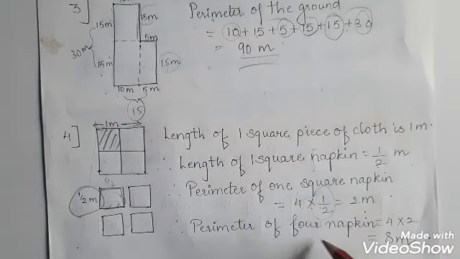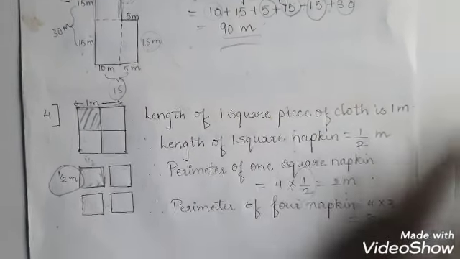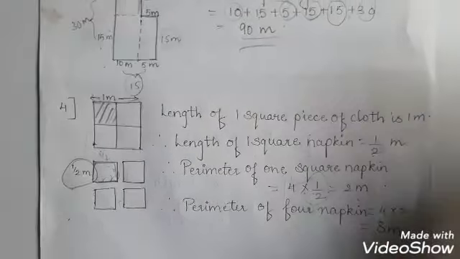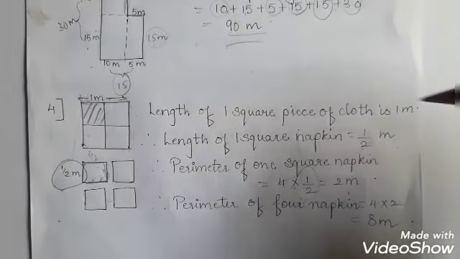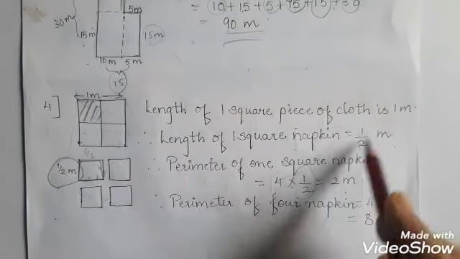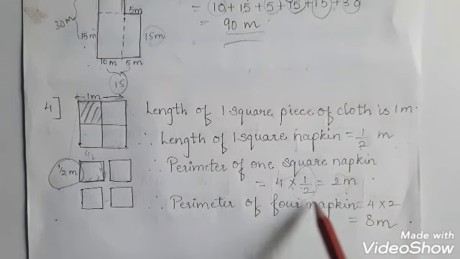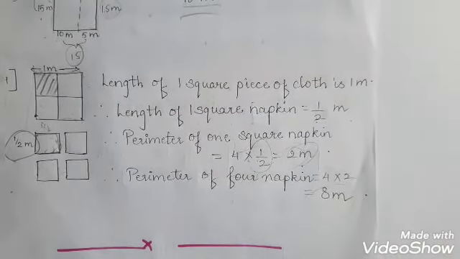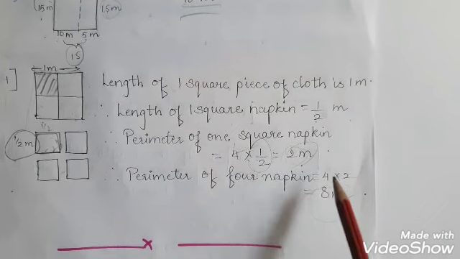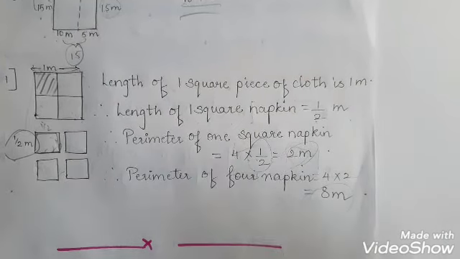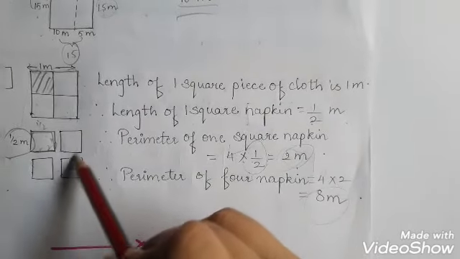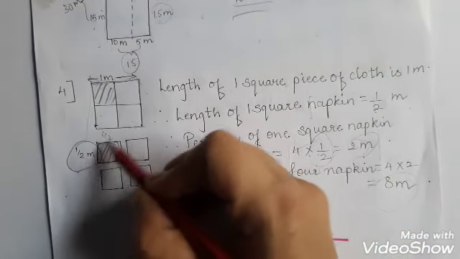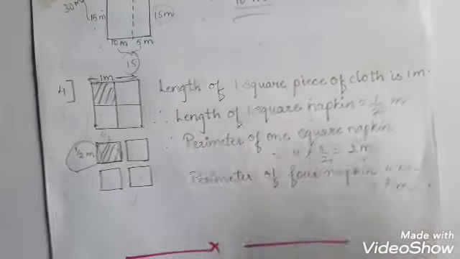Now I will find the perimeter of 4 napkins. The perimeter of a square is 4 into A, right? Now if the perimeter of 1 square napkin is this much, so the perimeter of 4 napkins will be 4 into 2, that is equal to 8 meters. So the perimeter of all these 4 napkins is 8 meters, because the perimeter of this one napkin is 2 meters. So the 4 will be 8 meters.